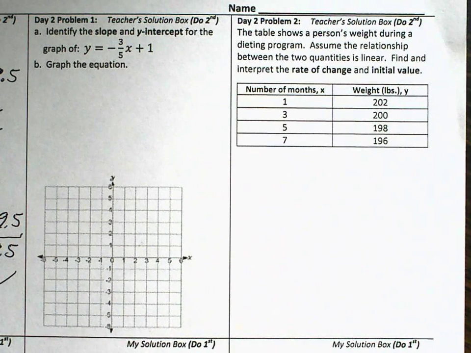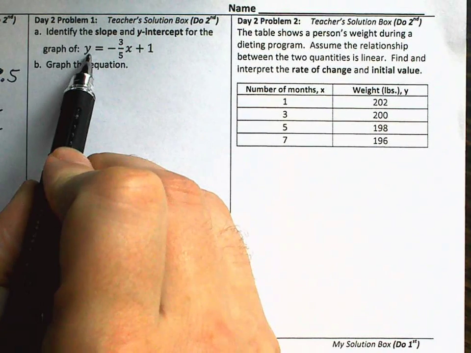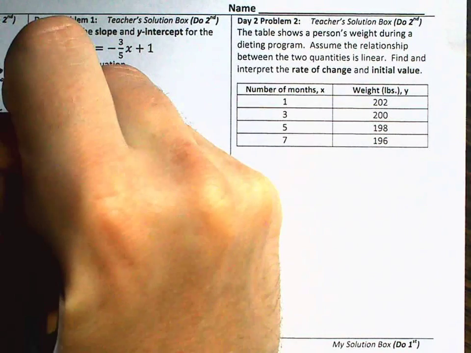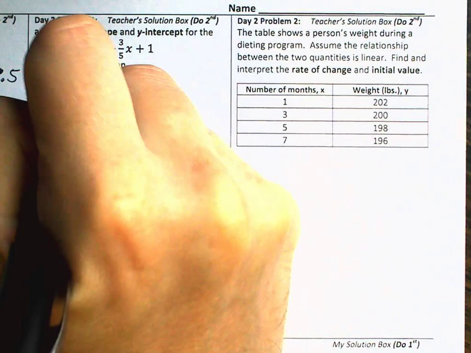Here's the answer to Day 2, Problem 1. Identify the slope and y-intercept for the graph of y equals -3/5 x plus 1. Let's find the slope of that first.